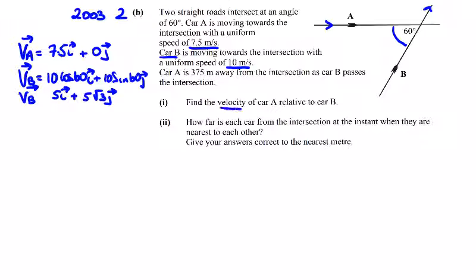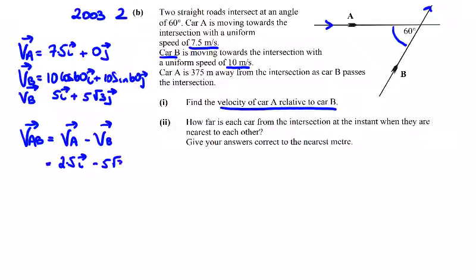Part 1, velocity of A relative to B. The velocity of A relative to B is the velocity of A minus the velocity of B. So we get 7.5 minus 5, which is 2.5 in the i direction, and then we get 0 minus 5 root 3 in the j direction.